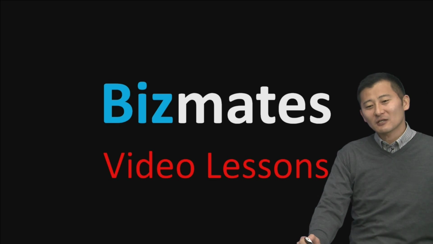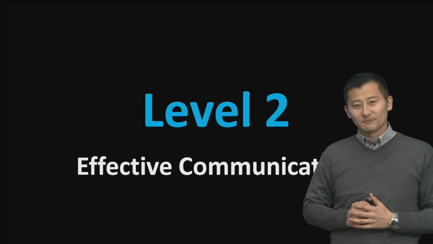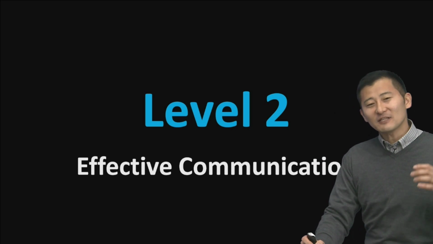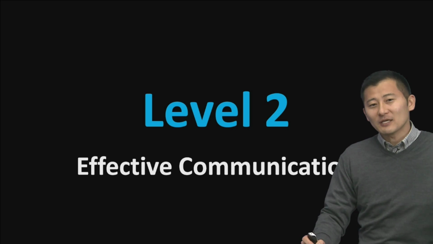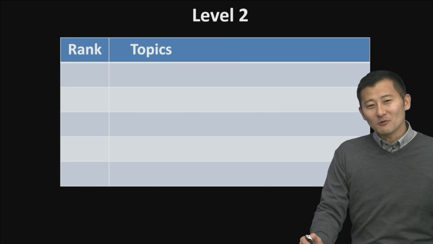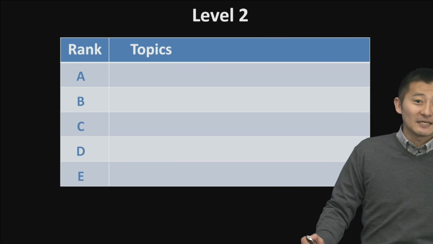And this is the introductory video for Level 2. Our topic is effective communication. In this level, we will learn how to effectively communicate in various business situations. Now, in Level 2, we have 5 ranks, A, B, C, D, and E.